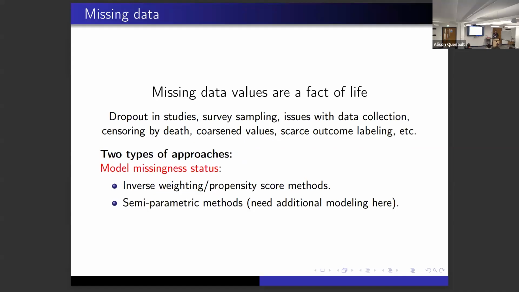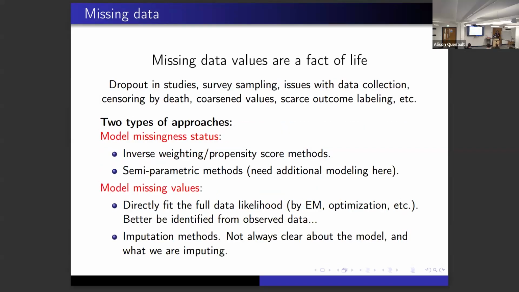And so if you want to be formal about dealing with structured censoring like this, you could try to model missingness status, which leads to these Horvitz-Thompson estimators that people came up with in survey data, or more generally, these inverse weighting or augmented inverse weighted methods that people in semi-parametrics came up with. So that's if you model missingness status.